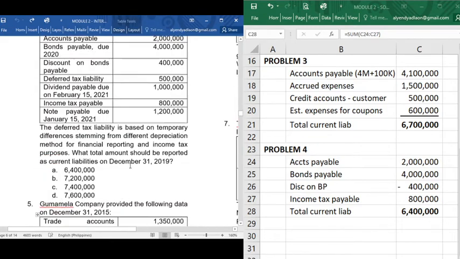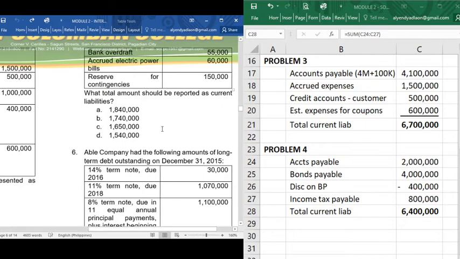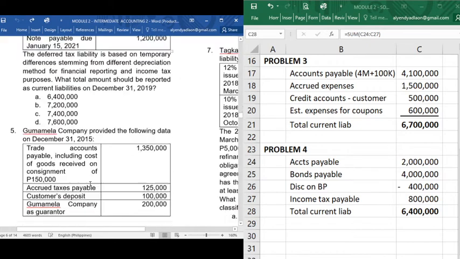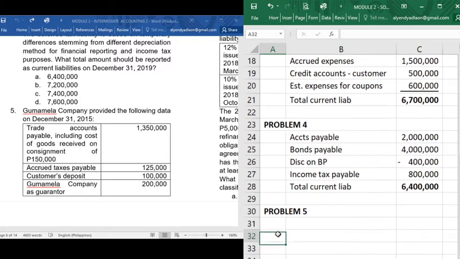Number 5 is again Gamamela Company, but this is a different problem. The question is, what total amount should be reported as current liabilities? So again, the question is current liabilities. Okay, this is problem 5. Gamamela Company provided the following data on December 31, 2015. First, trade accounts payable including cost of goods received on consignment of 150,000 pesos.